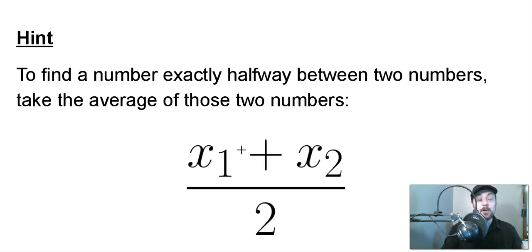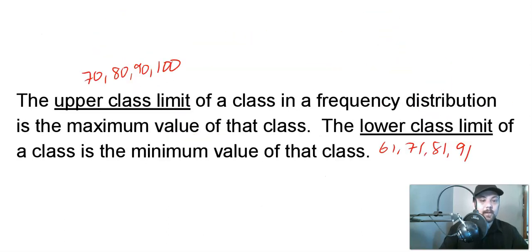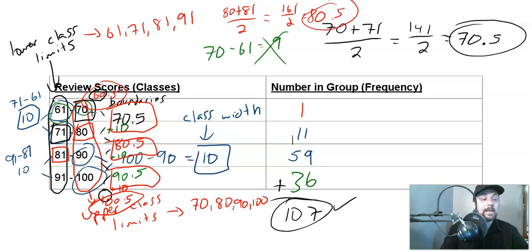But to find a number exactly halfway in between two numbers, you take the average. So we're going to do the same thing for the midpoint. But the numbers we're going to use here, instead of using the upper class limit of one class with the lower class limit of the next class, like we did for the boundary, we will take the lower and upper class limit of the same class and average them together to find the number exactly halfway in between.